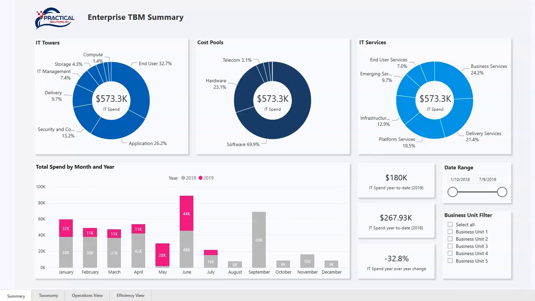The dashboard has 4 views, and we will briefly introduce each. This summary view is an executive level summary with the critical components of TBM displayed in an intuitive and logical manner for quick interpretation.